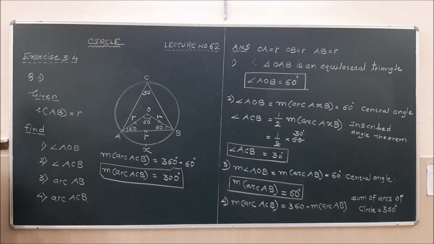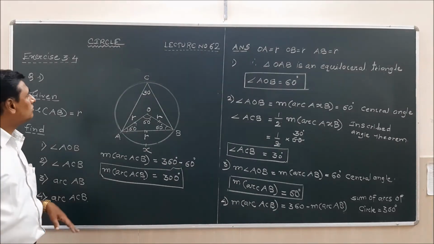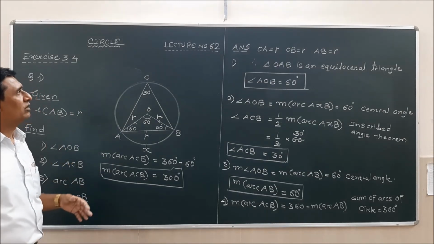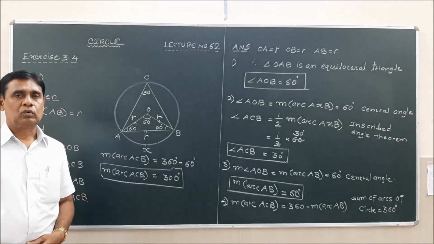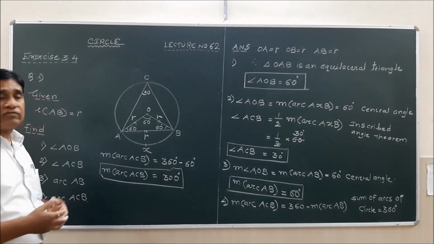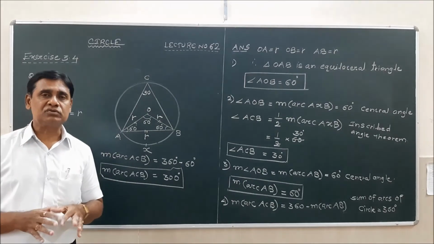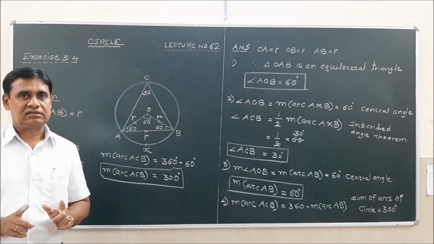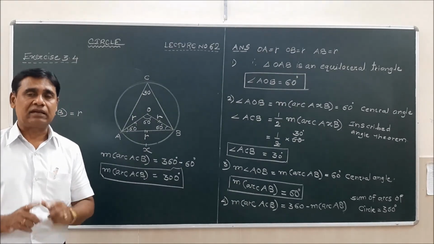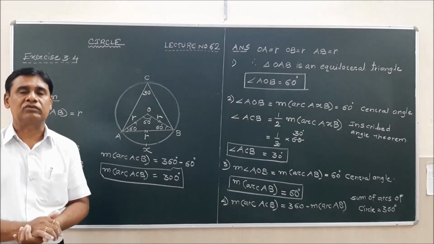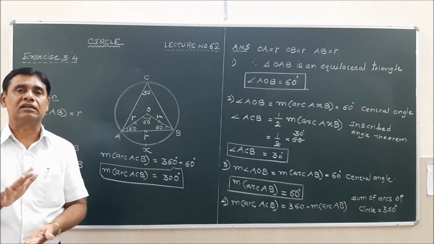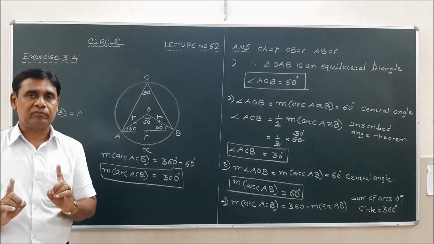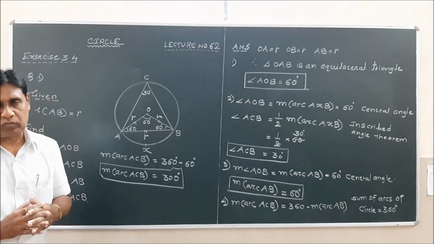Okay, now time is up, dear students. Here I have finished the first question of exercise 3.4. Naturally, next time we'll do the next question, that is the second one. But it is very important to tell you all the theorem of cyclic quadrilateral, the property of cyclic quadrilateral, that opposite angles of a cyclic quadrilateral are supplementary. It is a very, very important theorem from the examination point of view.